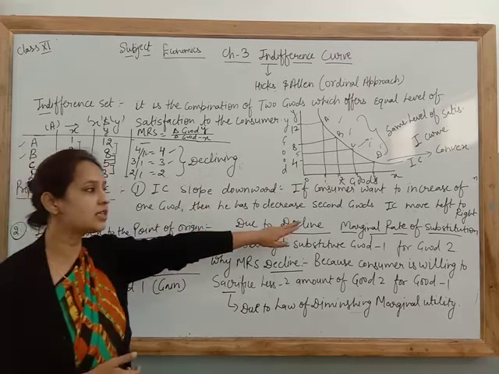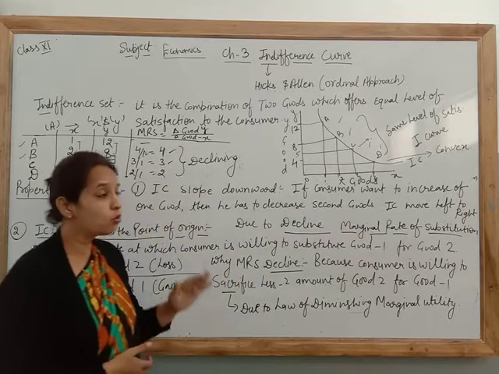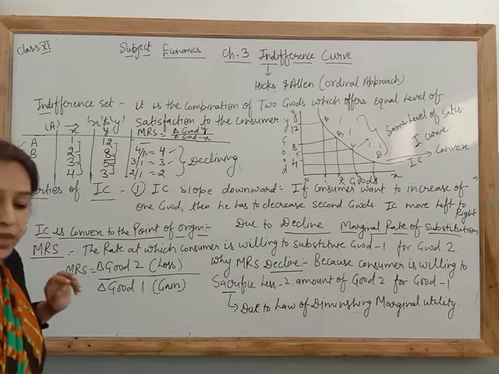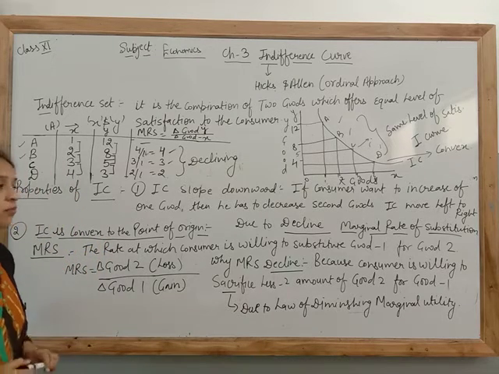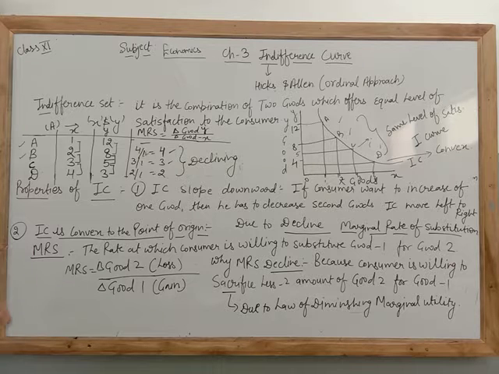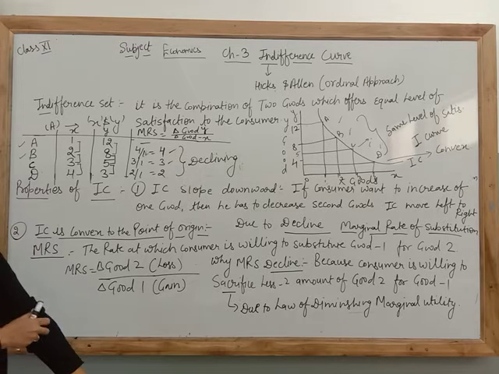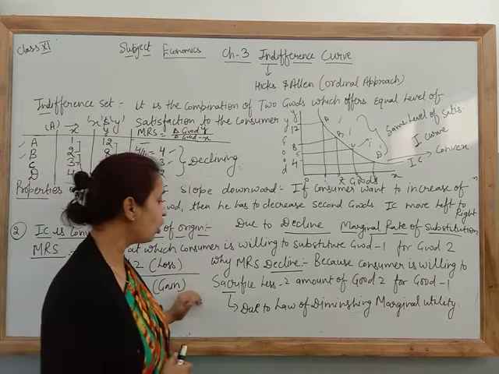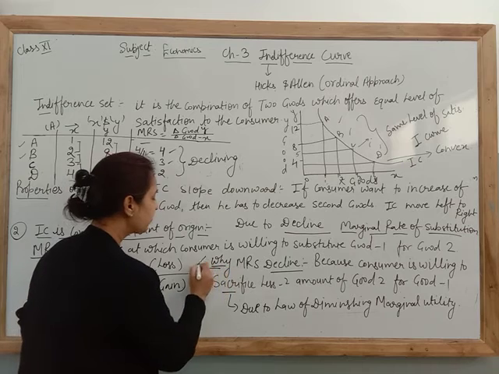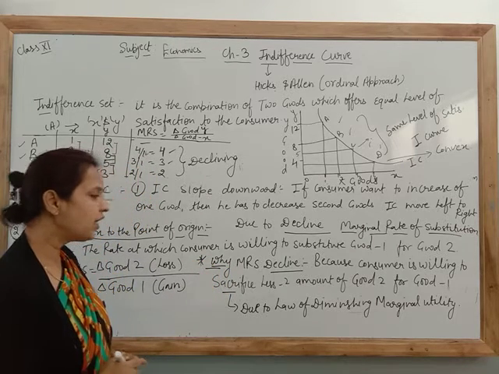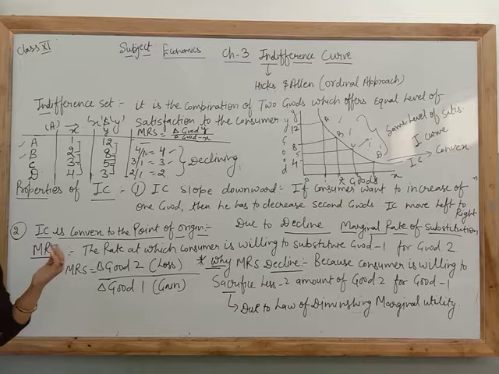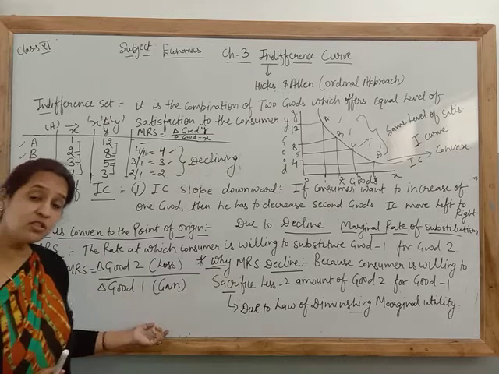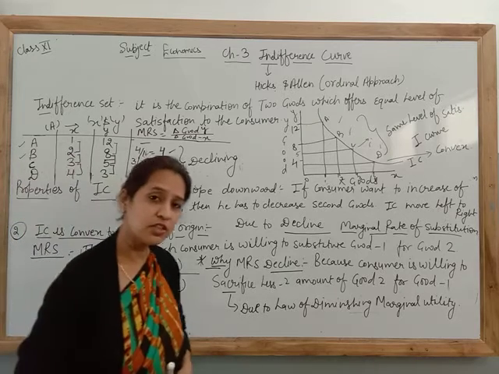Because of this reason MRS is declining, and due to the declining MRS, the IC, it means the indifference curve, is convex to the point of origin. Clear? Why is the IC convex to the point of origin? Due to declining MRS. Why is MRS declining? Because the consumer is willing to sacrifice less and less amount of good 2 for every additional unit of good 1. And why does it happen? Due to the law of diminishing marginal utility.